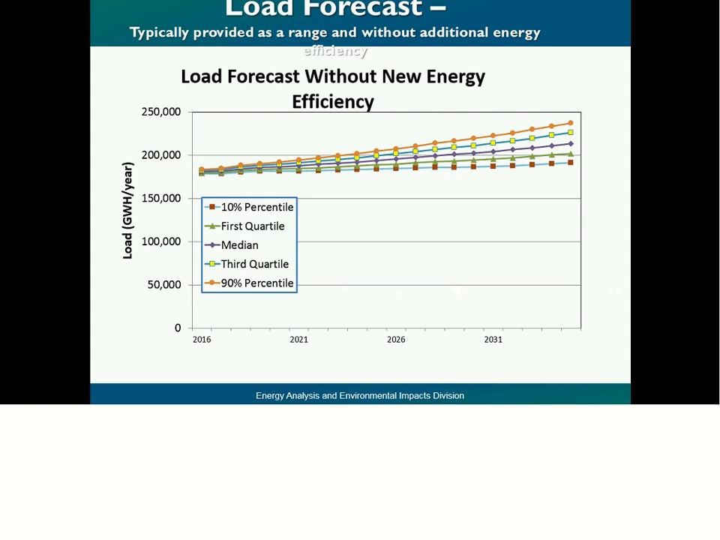That's our analytical baseline. In this case, these are the 10th percentile, first quartile, median, and third quartile and 90th percentile of the load forecast, those are the range across 800 different futures, with the median being the middle. But we don't actually plan on the median. We don't have a reference case. All right.